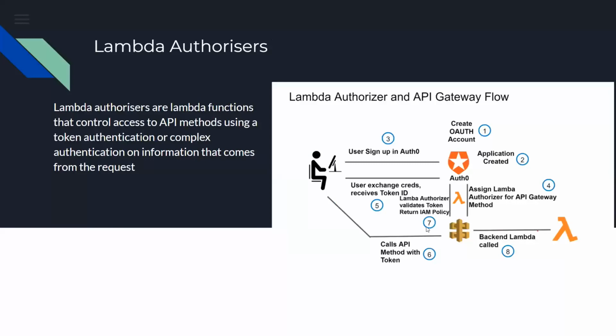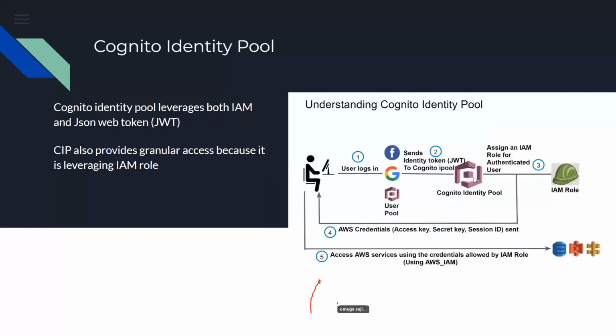Then the last is Lambda authorizers. Lambda authorizers are Lambda functions that control access to API methods using token authentication or complex authentication and information that comes from the request. The difference between the Lambda authorizers and the Cognito Identity Pool is that in Cognito Identity Pool, we use Cognito Identity as the means of verification.